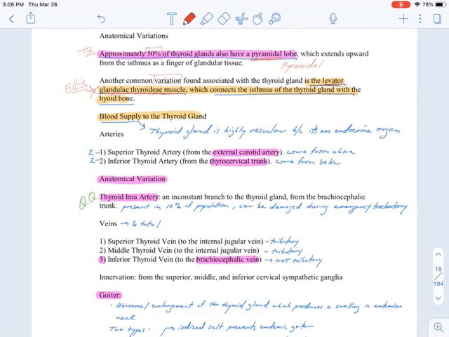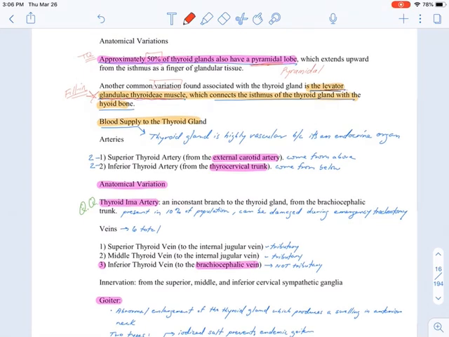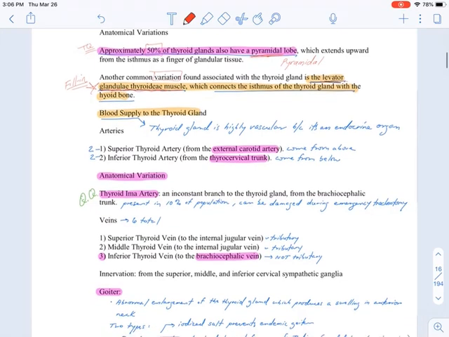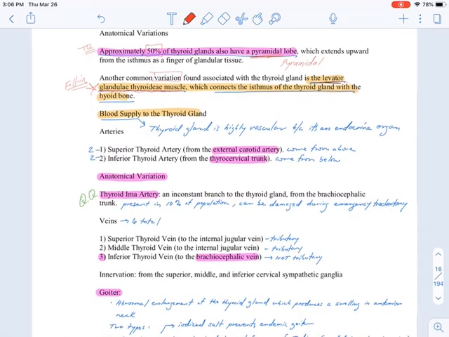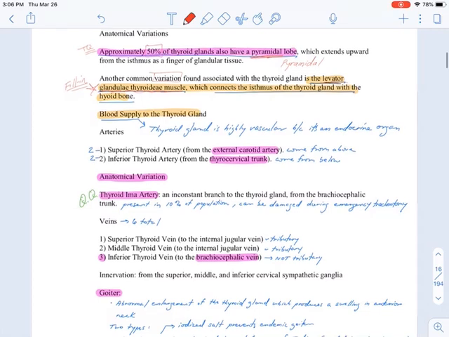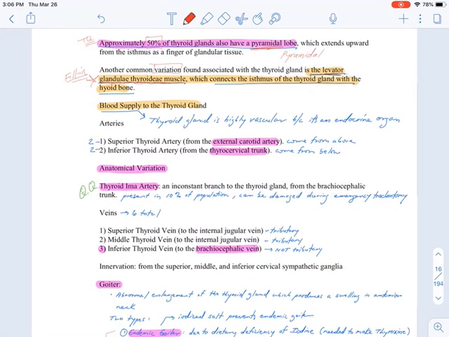Your levator glandulae thyroidae is one of those variations. It'll connect your isthmus to your hyoid bone. So, again, we haven't seen it too much in the past, or really at all, but something to keep on your radar as you're studying.